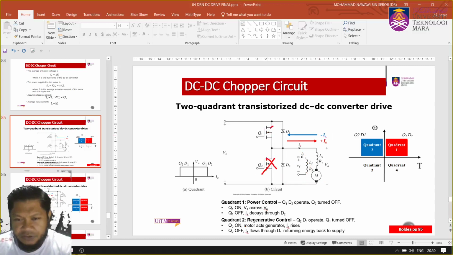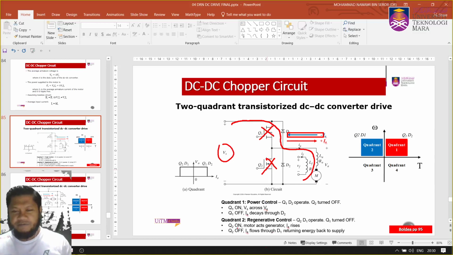Open circuit, this is already off. Right? Q2 is off and current flow is still in that direction. So how is it? It will go through D1, isn't it? So current IA will flow through D1 and give back energy to the supply Vs here.